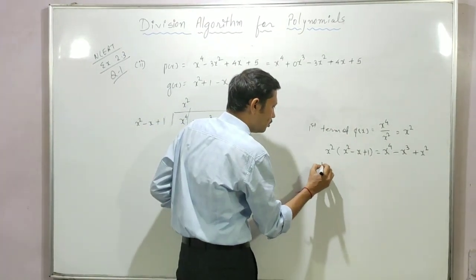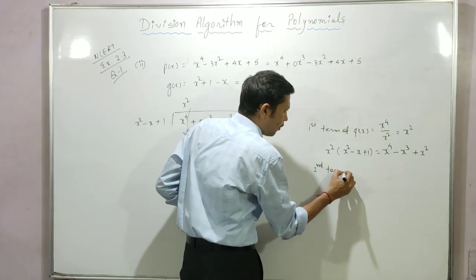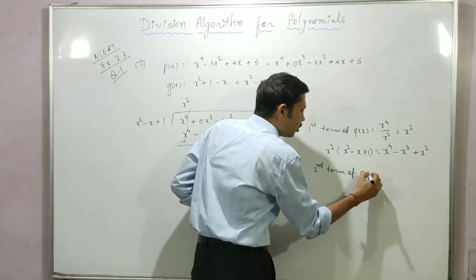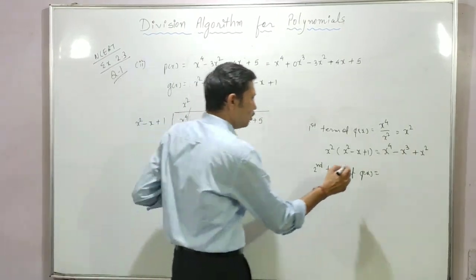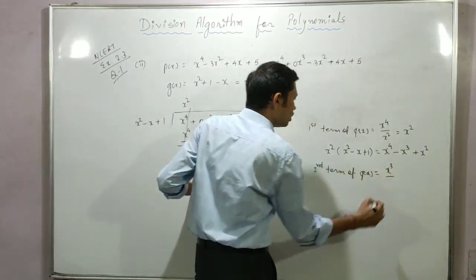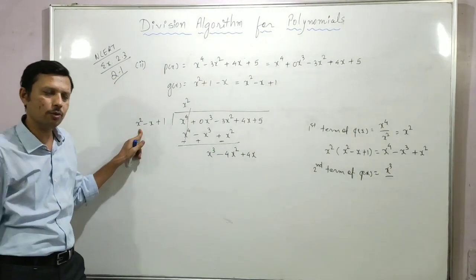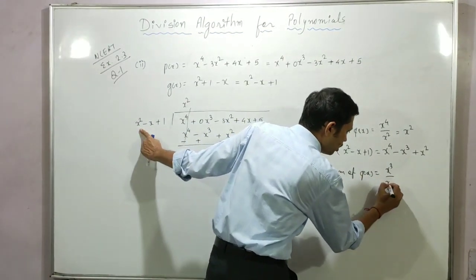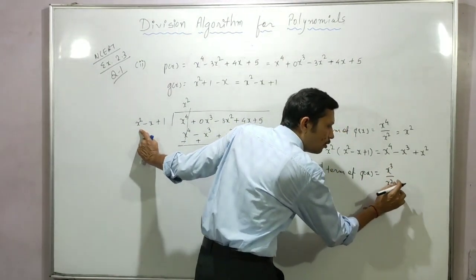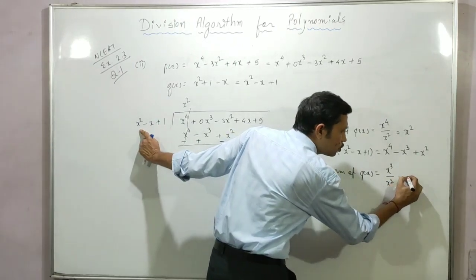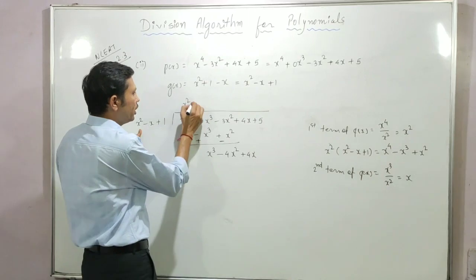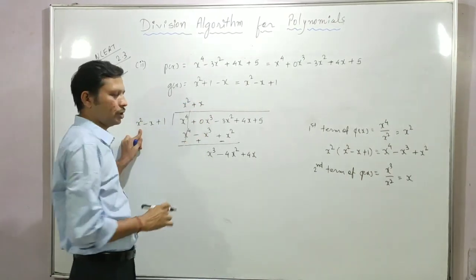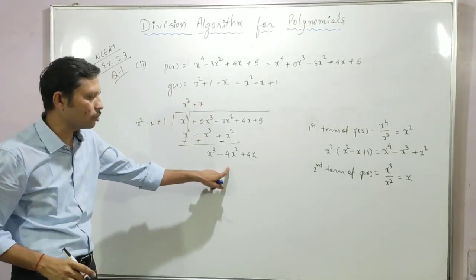Now we will get the second term of our quotient. So the second term of q of x, how can we get it? The first term of the dividend should be divided by the first term of the divisor. Okay. See, from the 3 power I subtract the 2 power, so only 1 power remains, x to the power 1. So that will be the second term of the quotient. Now the product of these two is written down here.